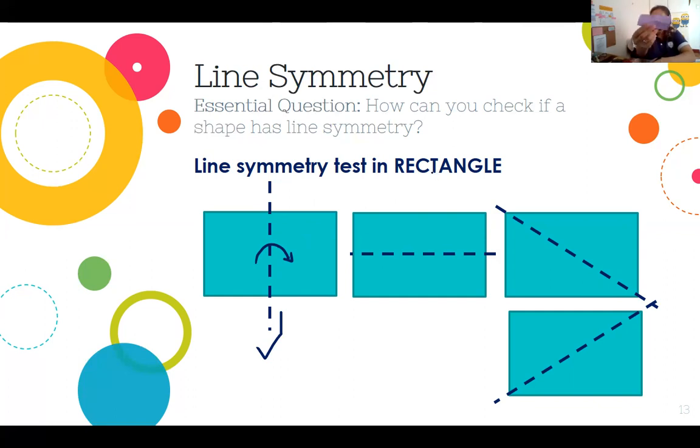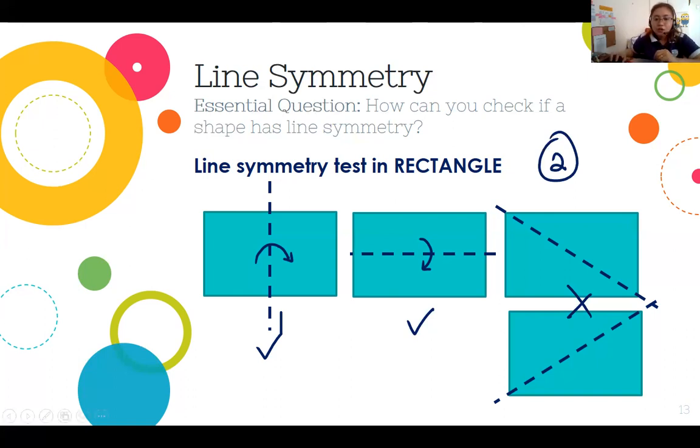Another one, so going back to the original rectangle, if you have a horizontal line, so fold it this way and check. Will the parts match exactly the same way? The answer is also a yes. Now lastly, for our diagonal lines, so here, if we will try to fold it this way, you will see that the parts won't match exactly the same way. Therefore, diagonal lines are not possible to be a line symmetry for rectangle. Okay, so for rectangle, there are only two lines of symmetry.